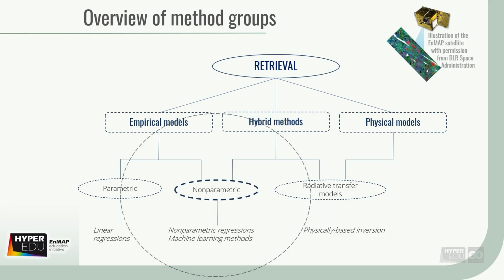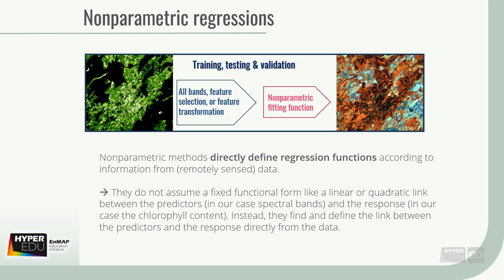Next, the group of non-parametric regressions can be subdivided into non-parametric regressions and machine learning methods. Non-parametric methods directly define regression functions based on information from the data. They do not assume a fixed functional form like a linear or quadratic link between the predictors, in our case spectral bands, and the response, in our case the chlorophyll content. Instead, they find and define the link between the predictors and the response directly from the data.